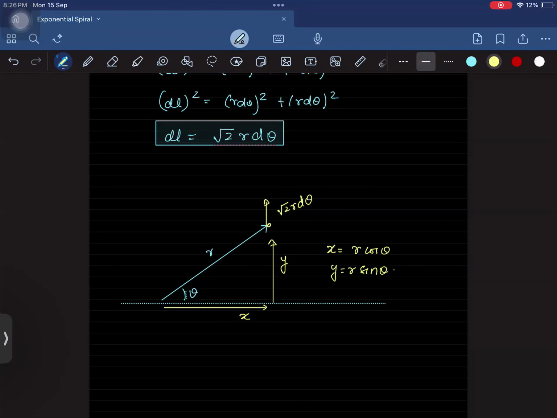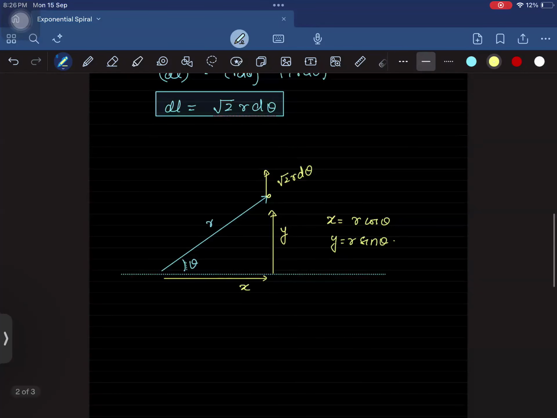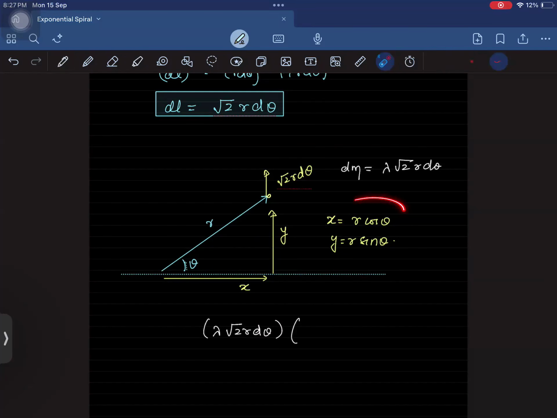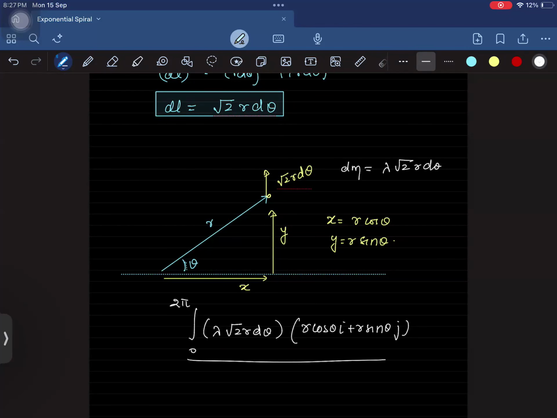So for this wire, let lambda be the mass per unit length, that is the linear mass density. So lambda into root 2 r d theta will be the small mass dm multiplied by its position vector. So what is the position vector? That will be r cos theta i cap plus r sin theta j cap. That will be the mass moment. I'll integrate from 0 to 2 pi, dividing by the total mass, and total mass will be the integration of dm from 0 to 2 pi.